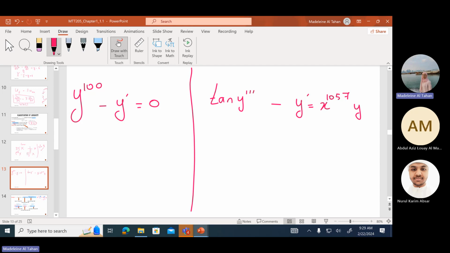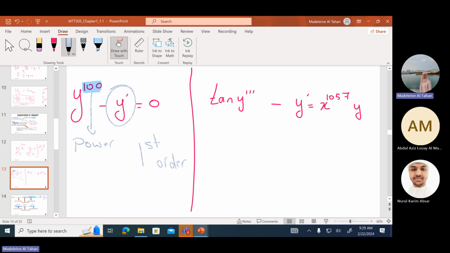So the first one, miss. What's the order of it? Order 1 or 100? 1. So this one, average and not derivative. Do I care about its order? So what's the highest order? So this one is first order, or you can say it's of order one.